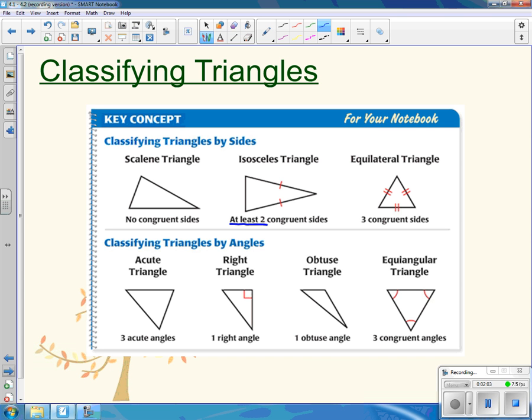Second way we can classify triangles is by angles. So an acute triangle has three acute angles. A right triangle has one right angle. The other two angles have to be acute. An obtuse triangle has one obtuse angle. In the diagram we can see that angle is right here. And then an equiangular triangle goes right towards its name, equal angles, so all three angles are the same degree measure. We're going to talk about degree measures in triangles in a second, but all three angle measures are going to be 60 degrees.